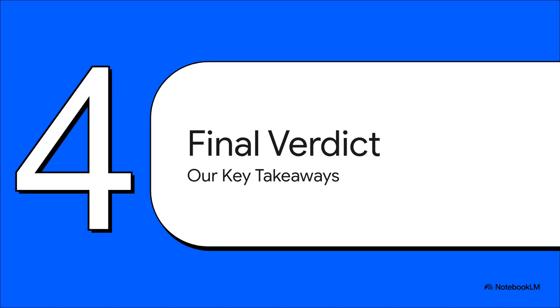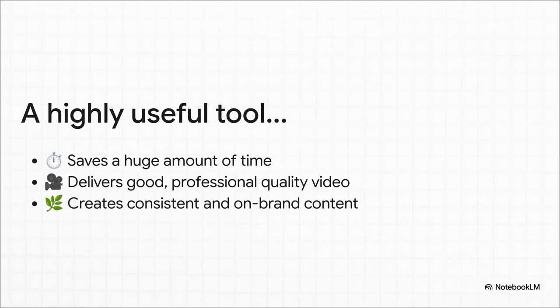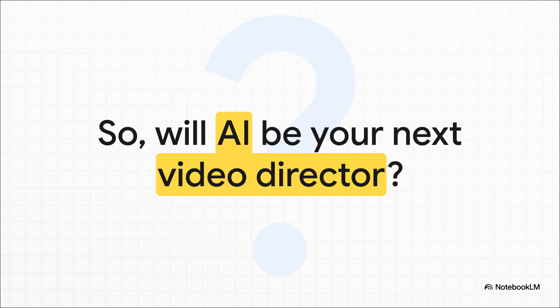So let's bring it all home and give our final verdict. So here's the bottom line. HeyGen is a seriously useful tool. As long as you know what it's for, it saves an unbelievable amount of time, it delivers good, professional quality videos that are perfect for social media or corporate stuff, and it makes it super easy to create consistent, on-brand content at scale. As these AI tools get smarter and easier to use, they are totally changing the game for anyone who makes content. So I'll leave you with a question to chew on. Is it possible that AI will be your next video director?